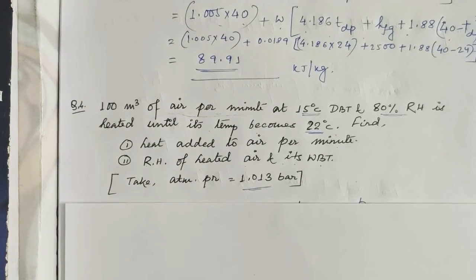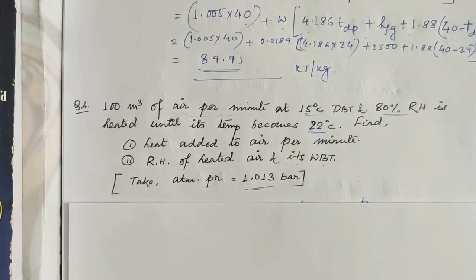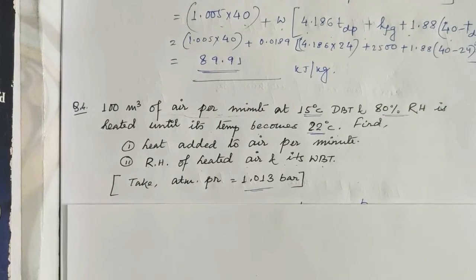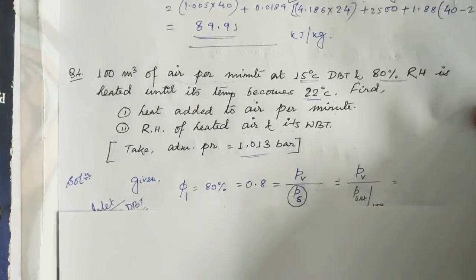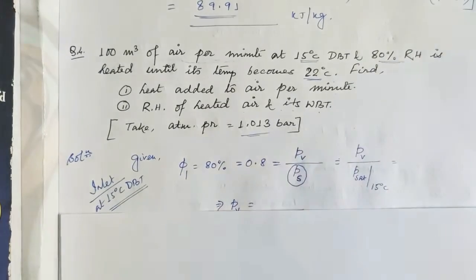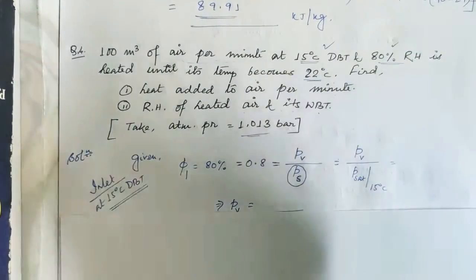Now before solving this problem, we have to know that this problem can be solved using two different processes. One is without using psychrometric chart, another one is with using psychrometric chart. So here we have to discuss how we can solve the problem without using the psychrometric chart. First, the inlet condition is given, that is 15 degree dry bulb, 80% relative humidity.